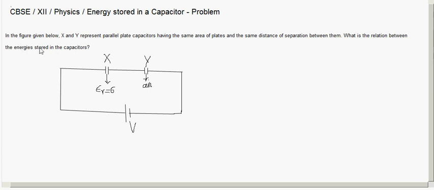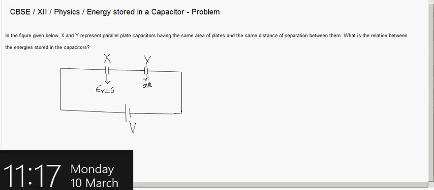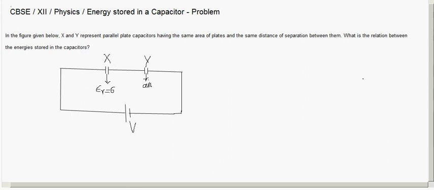First let us read this. In the figure given below, X and Y represent parallel plate capacitors having the same area of plates and the same distance of separation between them. What is the relation between the energy stored in the capacitors? We need to find out the relation between the energy stored in both the capacitors. So let us solve this. We'll write the solution.